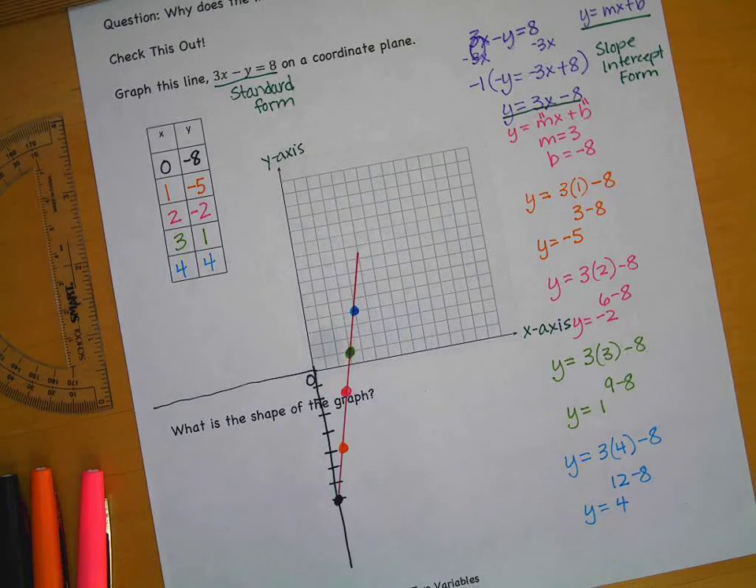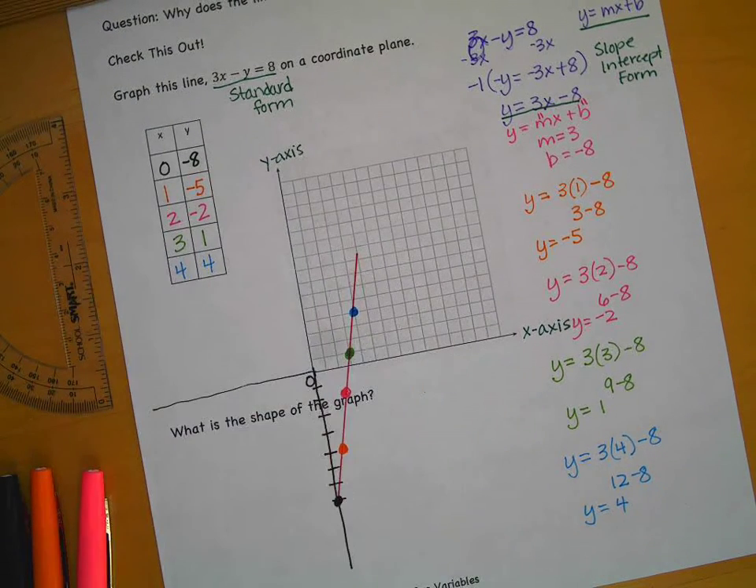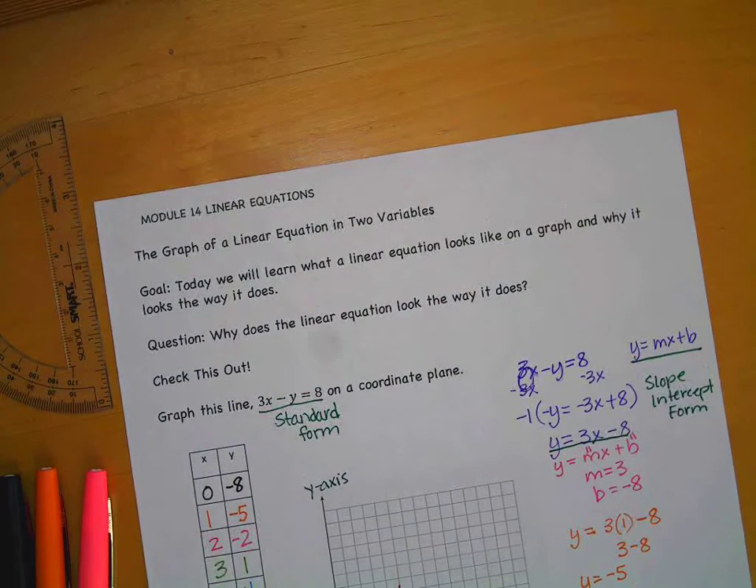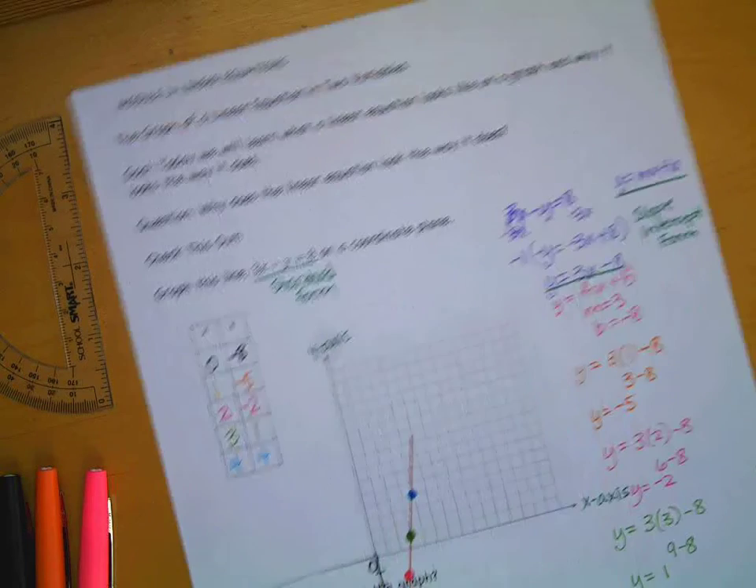So we went from standard form to slope intercept form, and then we plugged in the different values of x. And when we plugged in the different values of x, we were able to find the values of y, and they followed our rule or our pattern, and we were able to fill in our table with the values that we needed. Okay, so going back to our goal, today we will learn what a linear equation looks like on a graph and why it looks the way that it does.